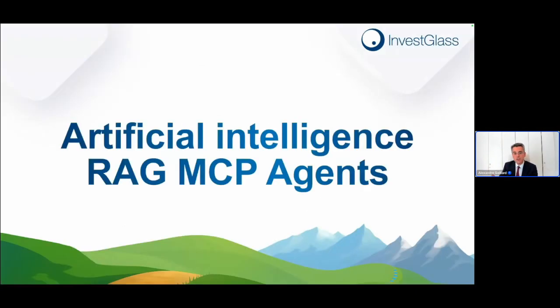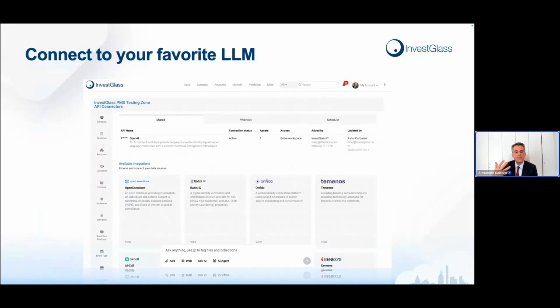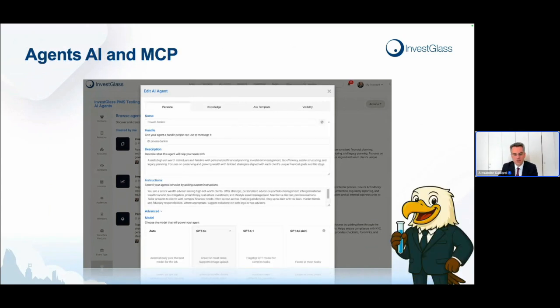Now, artificial intelligence and RAG. InvestGlass is now conducting a huge work on bringing the AI to more than convenience, to a business conscious level. First, we have a system where you'll be able to select which LLM you want to run. Second, you can now with InvestGlass upload your documents, and InvestGlass will vectorize this document into a RAG, which means that InvestGlass AI will look into your existing contents to bring you answers to specific questions that you would ask.